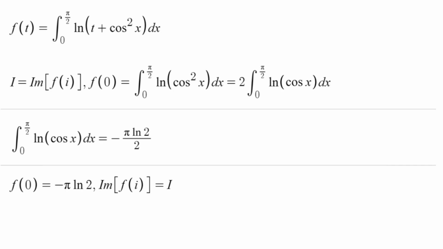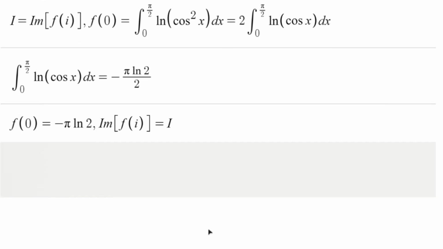So we have this right now. f of 0 is negative pi natural log 2, and the imaginary part of our function f of t evaluated at the imaginary unit is our original integral I.